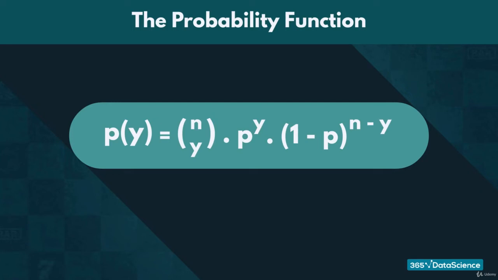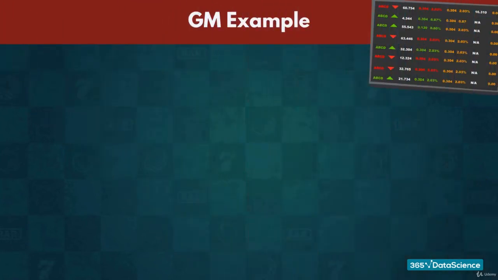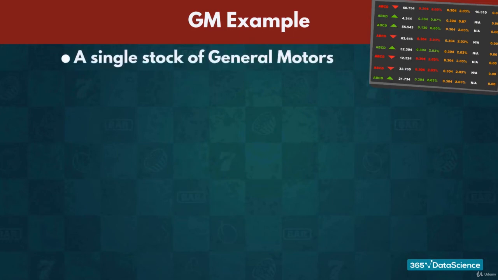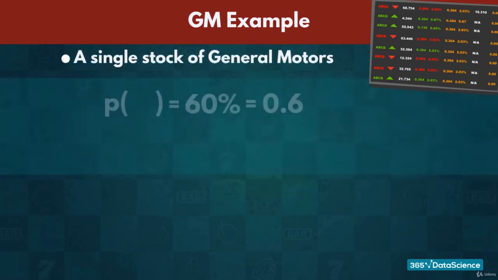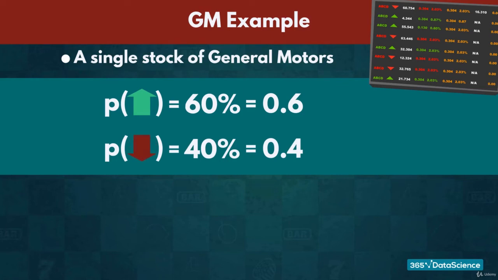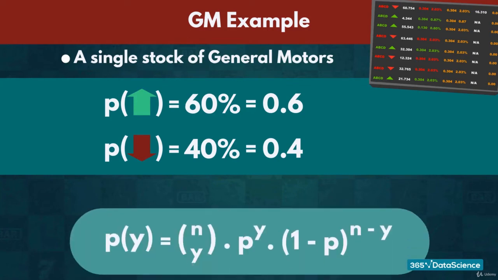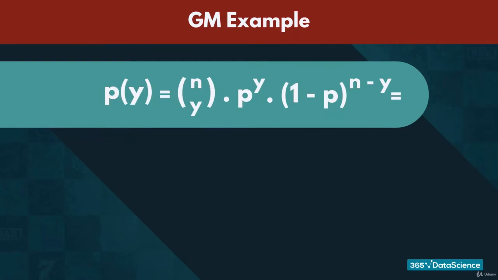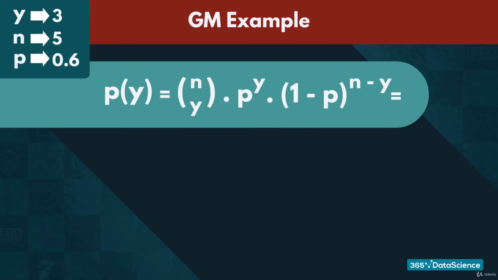Great! To see this in action, let us look at an example. Imagine you bought a single stock of General Motors. Historically, you know there is a 60% chance the price of your stock will go up on any given day, and a 40% chance it will drop. By the price going up, we mean that the closing price is higher than the opening price. With the probability distribution function, you can calculate the likelihood of the stock price increasing 3 times during the 5-workday week. If we wish to use the probability distribution formula, we need to plug in 3 for y, 5 for n, and 0.6 for p.